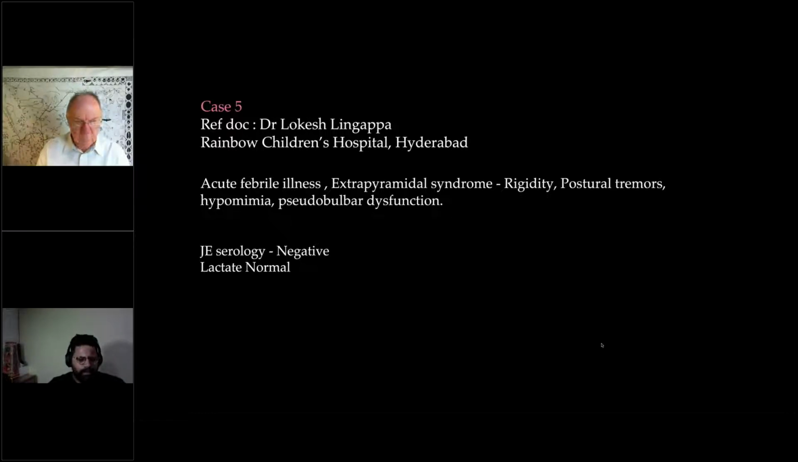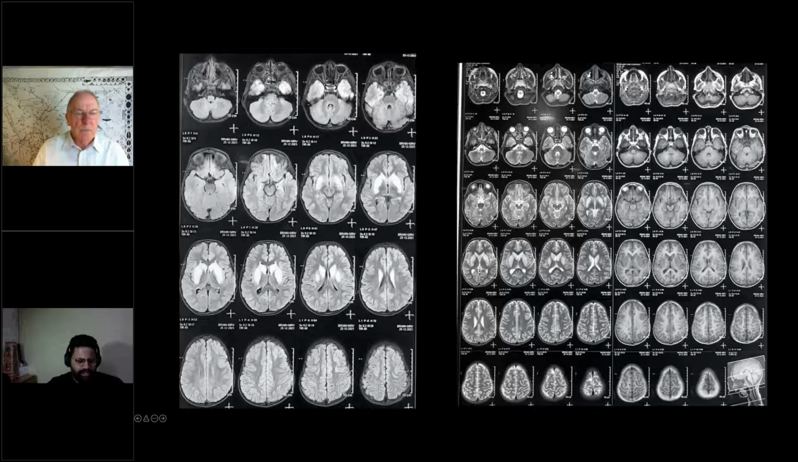It's a case with a child with acute febrile illness, had extrapyramidal syndrome in the form of rigidity, postural tremors, hypomimia, and pseudobulbar dysfunction. Japanese encephalitis serology was negative and lactate was normal. Again, external scans, and you can see the predominant changes in the dorsal striatum, which is edematous. On the T2 and the FLAIR, there is some degree of cerebral atrophy, but the primary changes are in the dorsal striatum. Posterior fossa, cannot appreciate any abnormality. Brainstem is appearing normal. Thalami also normal. No malformations, no white matter changes.